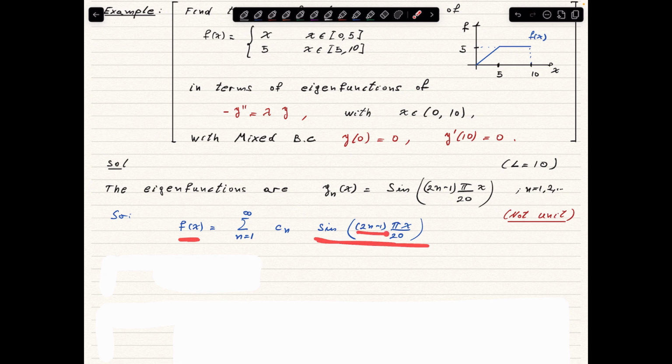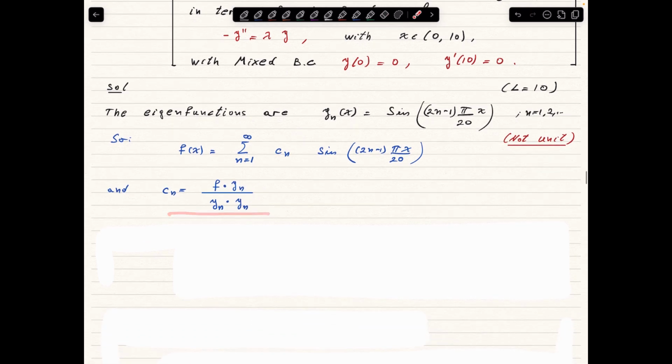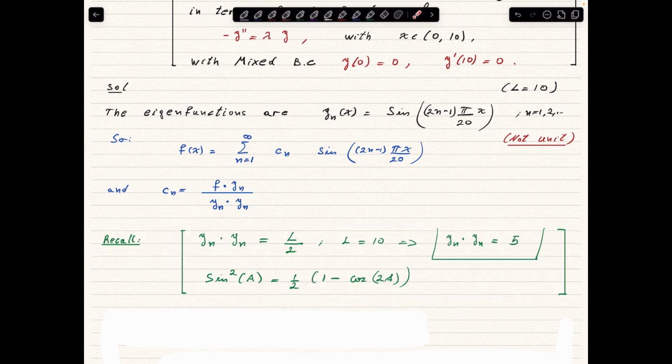eigenfunctions. Now they have the 2n minus 1, they have the 20 here instead of the L, and the coefficients are going to be given by the same formula as before. So we need to do this calculation, but the denominator is easier. We start there. Recall that the eigenfunction dot itself is always the length of the interval divided by 2. Our length is 10, so this dot product has to be 5.